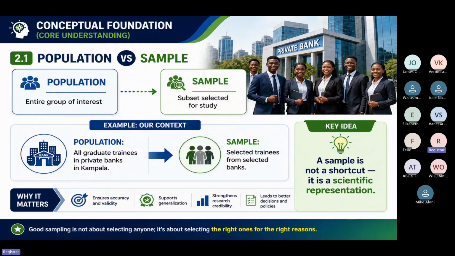The sample is selected trainees from selected banks. Suppose we have 10 banking institutions in Kampala, and each banking institution, just as an assumption, has 6 branches in Kampala, so that we have 60 branches. Each branch has some 20 graduate trainees. So we have around 60 multiplied by 20, which is 1,200 graduate trainees.